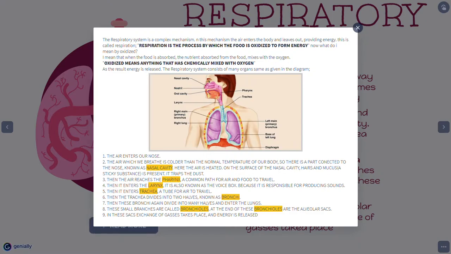And then these bronchi enter our lungs. Now, in the lungs they divide into some more parts. The bronchi divide into bronchioles, and these bronchioles at the end have alveolar sacs, which are round balls, and inside those balls are some more small balls. We can imagine that the big balls are alveolar sacs and the small balls are the alveoli.